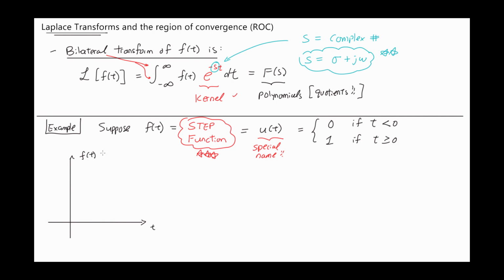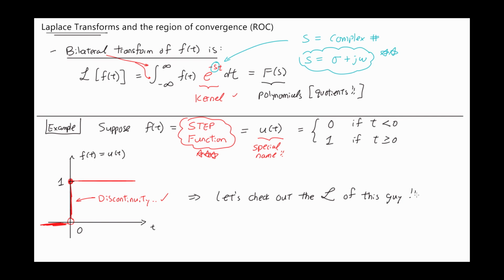So I'm going to plot f(t) equals the step function, and prior to t equals 0, nothing happens. Now t equals 0 and beyond, you will actually have a little step right here, and it becomes 1. Now at t equals 0, you have basically a discontinuity. Okay, you know what? Let's check out the Laplace transform of this guy.